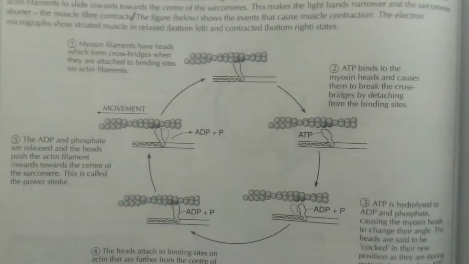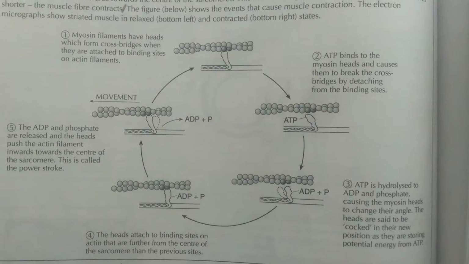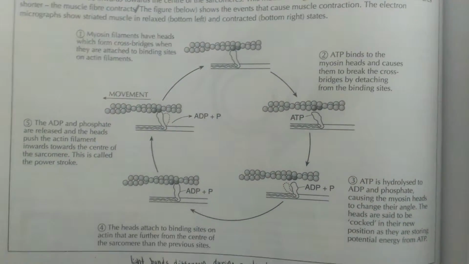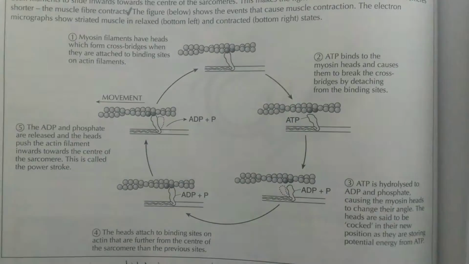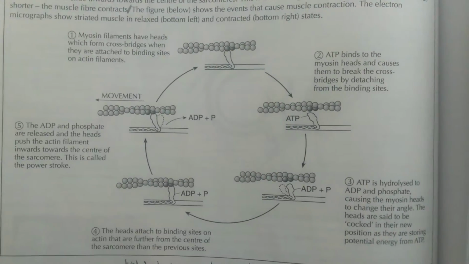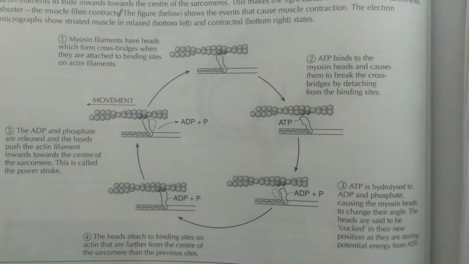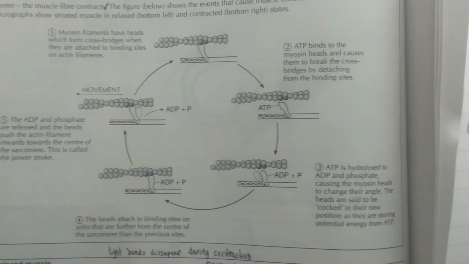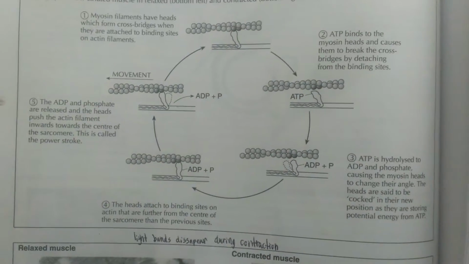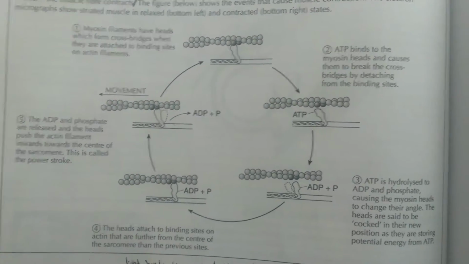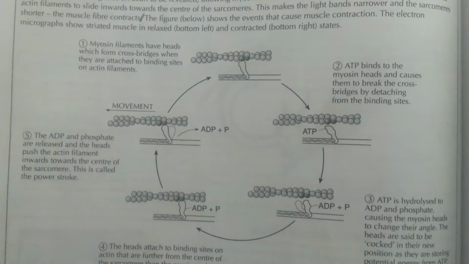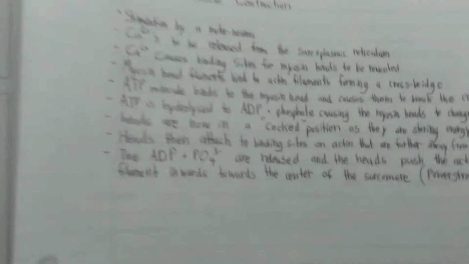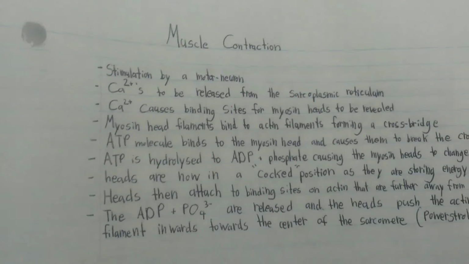In case you weren't very clear about it, I'm going to show you a diagram I have in one of my textbooks right here. So you can see in step number 1, it forms the cross bridge. Step number 2, the ATP causes it to detach and change. And then step number 3, it's hydrolyzed into ADP and phosphate and in a cocked position. Step 4, it attaches somewhere further away from the myosin head. And 5 is finally the power stroke. The movement is inwards towards the center, causing the muscle to shorten and contract.